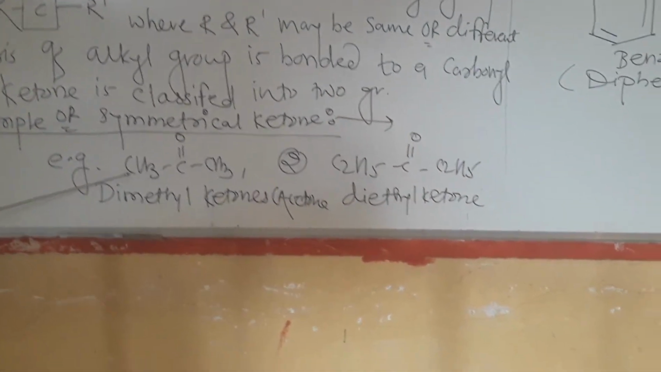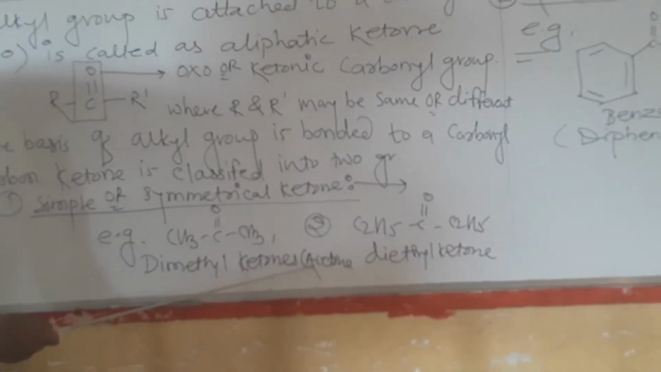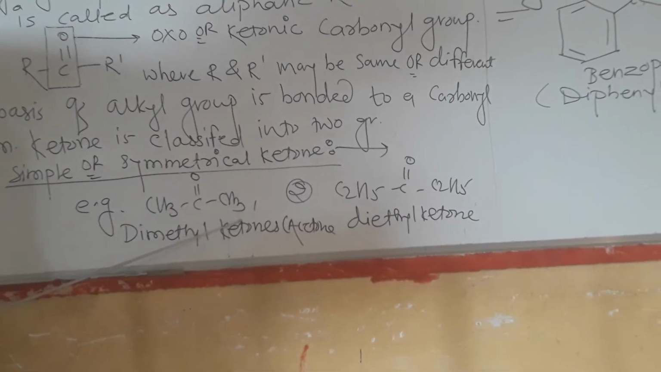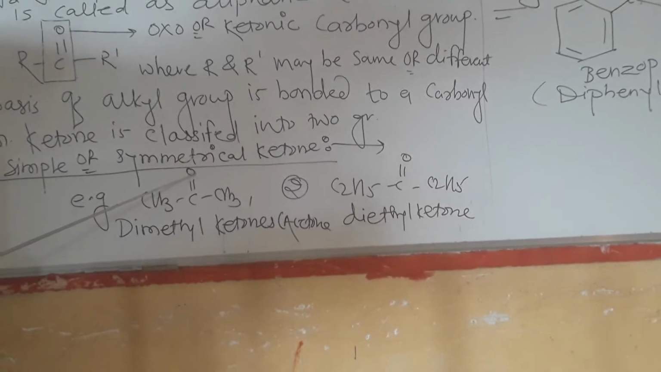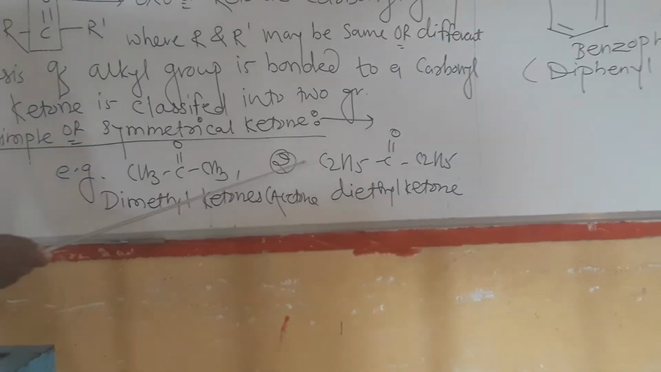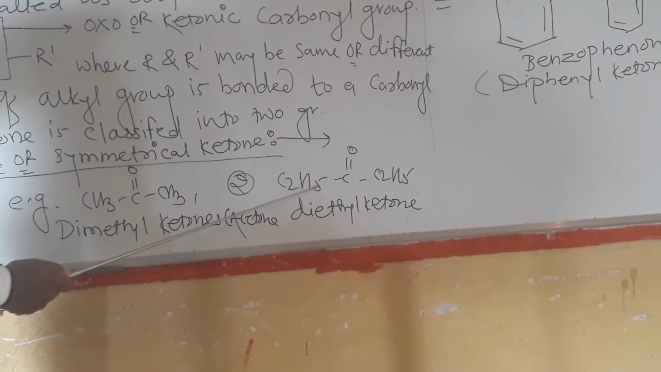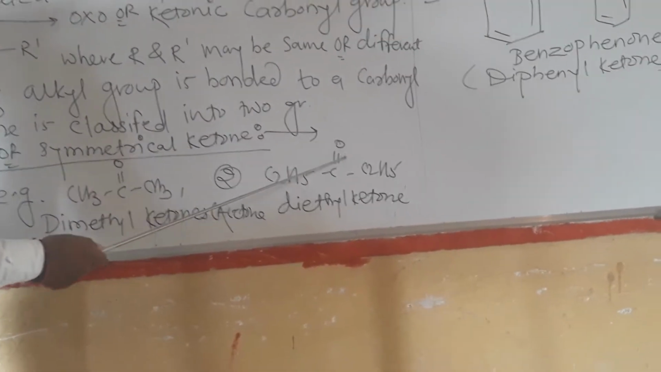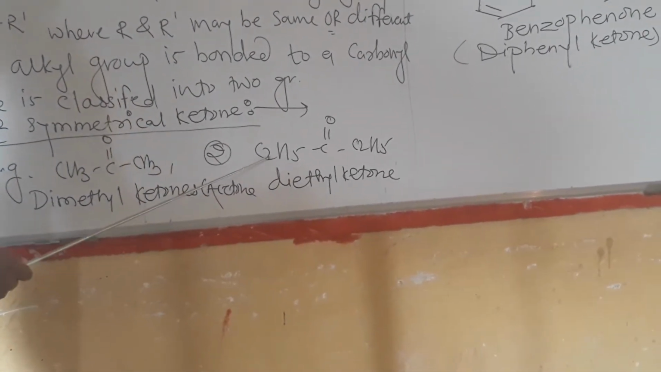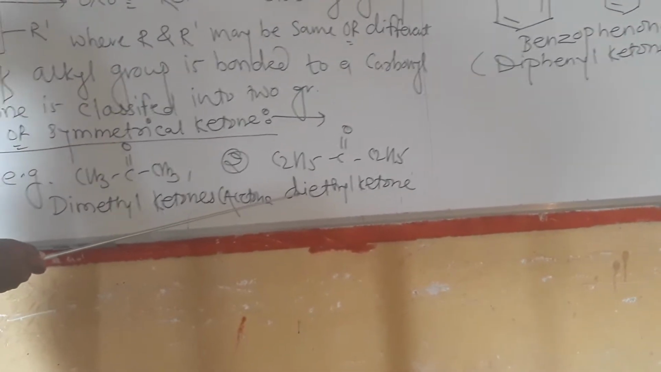The first example is dimethyl ketone, which is also called acetone. In that example, the two alkyl groups bonded to this carbonyl carbon are the same, and that is the methyl group. Another example: the carbonyl carbon of this ketone is bonded to the same alkyl group, and that is the ethyl group. The name of this ketone is diethyl ketone.